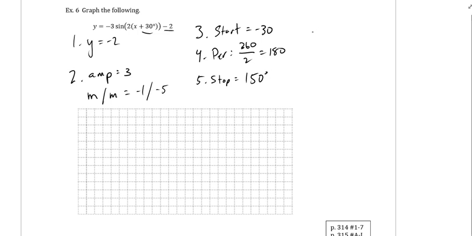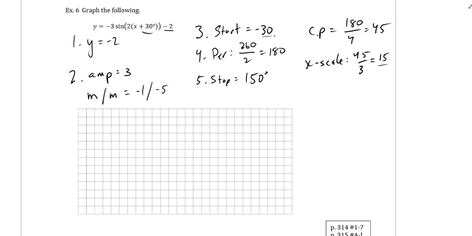Here we go. For the critical points, the period is 180 divided by 4, which is 45. And for my X scale, remember, I'm going to guess and do 45 divided by 3, and that gives me 15. Does that match my start? Yes, it's a factor of 30, so it matches. In other words, my start of negative 30 is going to be on a point. And because I divided my period to get it, I'm good. Everything else will work.